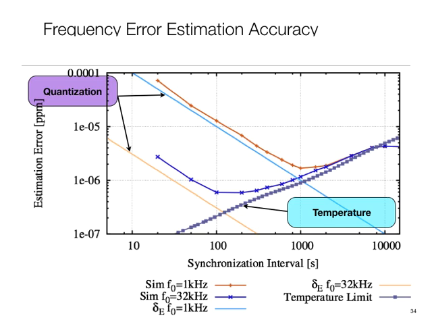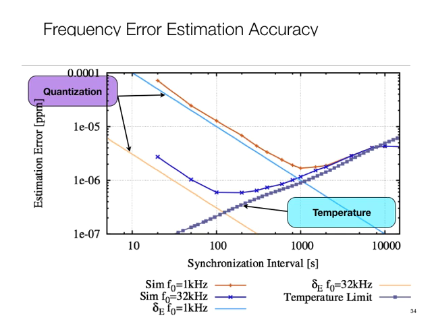So if we look at the error that I'm seeing at very small time scales, I'm going to be quantization limited. At any very long time scale, I'm going to be temperature limited, because temperature is going to start corrupting things. Even TCXOs and all are impacted by temperature. It's just in a more delayed manner.